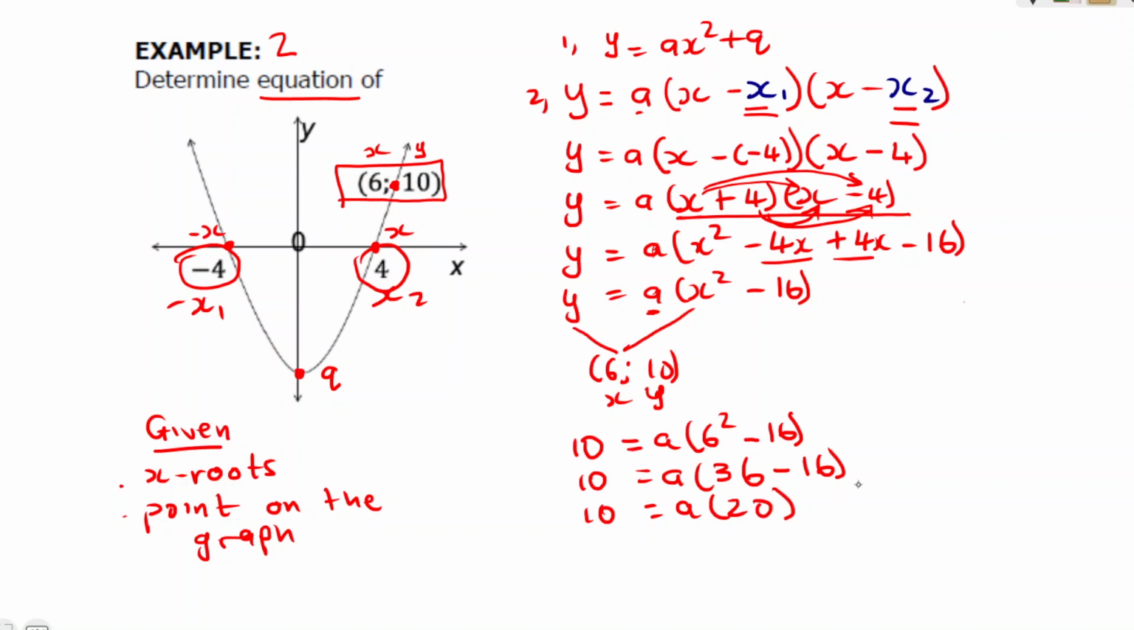So that means we have to divide this side by 20, divide that side by 20. So that means a now is equal to 10 goes into 10, 1. 10 goes into 20, 2 times. So that means a is equal to 1 over 2. a is equal to 1 over 2.